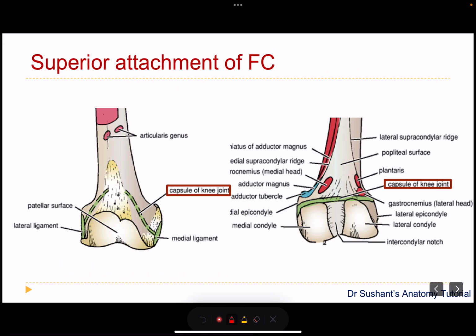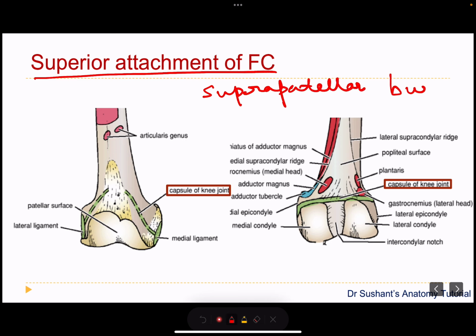Now, what is the superior attachment of the fibrous capsule? Anteriorly, above the patellar articular surface of the femur, the capsule is deficient for the communication with the suprapatellar bursa. Suprapatellar bursa comes out of the knee joint cavity through a gap that is present anteriorly above the patellar articular surface. As you can see here in this part, the capsule is deficient for this suprapatellar bursa.